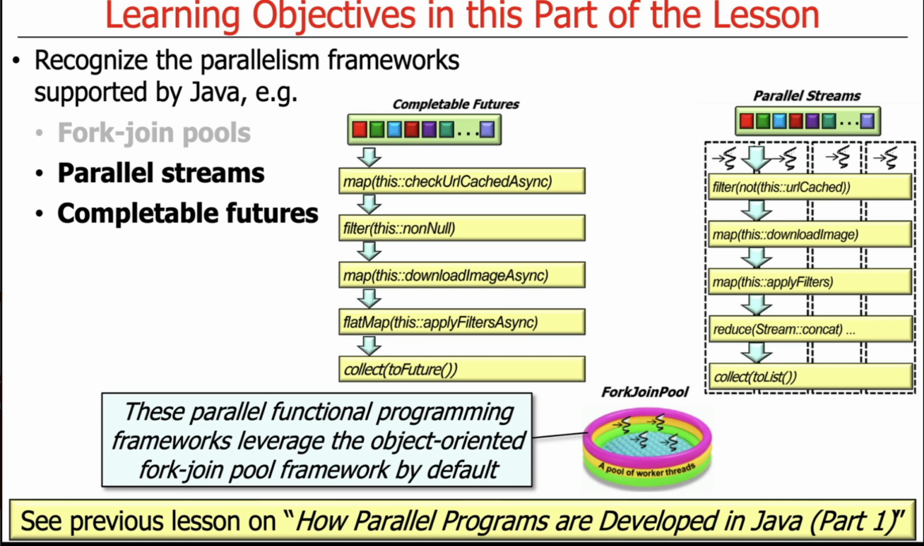Interestingly enough, as we talked about just a minute ago, both of these parallel functional programming frameworks leverage the object-oriented fork-join pool framework by default. And that works fine because the fork-join framework is quite efficient. It was just hard to program. So you can think about these other frameworks as kind of encapsulating the more complicated object-oriented programming with the more convenient, civilized, if you will, functional programming framework.